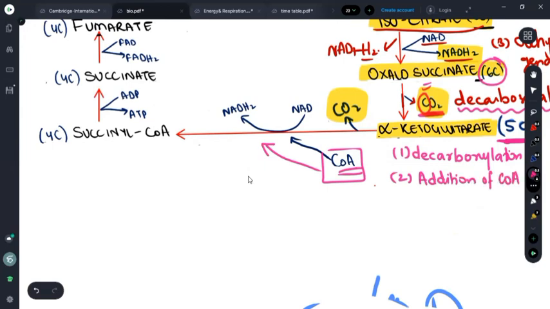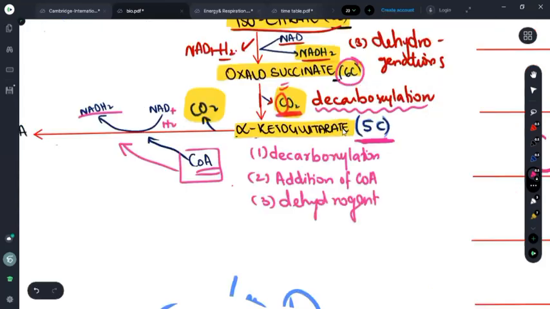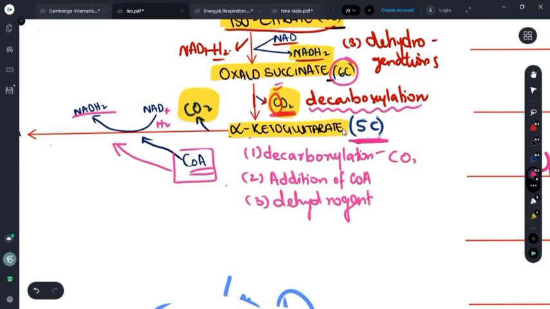Now next, the third thing is dehydrogenation, removal of a hydrogen molecule. This hydrogen molecule gets attached to the NAD, and this NAD gets into its reduced form, that is NADH2. So three things happen to the alpha ketoglutarate: decarboxylation, removal of 1 carbon dioxide, then addition of a coenzyme A, and lastly removal of hydrogen, which gets attached to the NAD, forming reduced NAD.